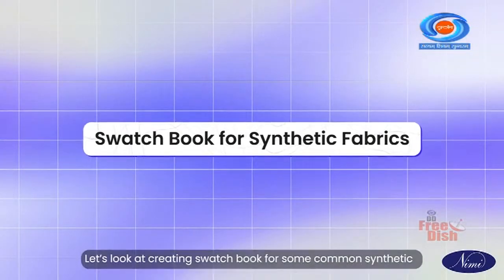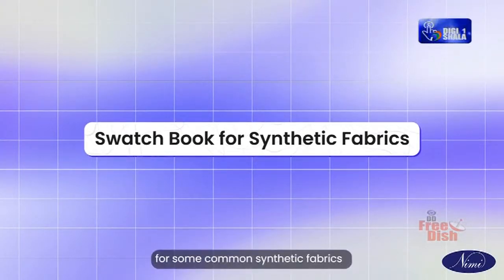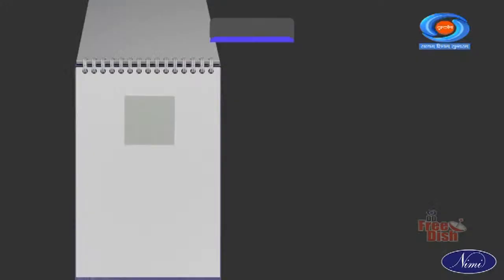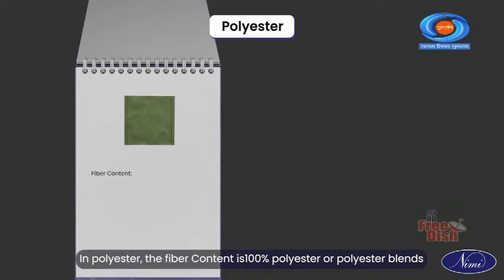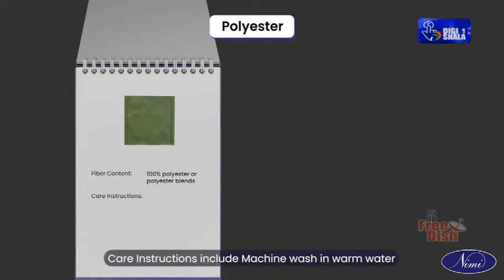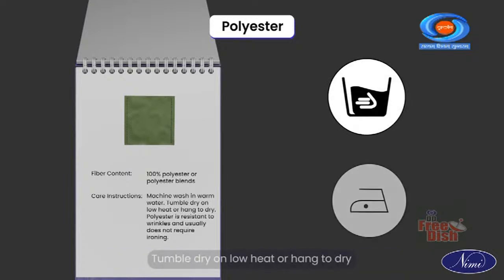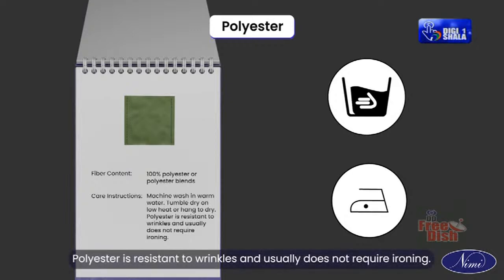Let's look at creating swatch book for some common synthetic fibers, along with their names, fiber content, and general care instructions. In polyester, the fiber content is 100% polyester or polyester blends. Care instructions include machine wash in warm water, tumble dry on low heat, or hang to dry. Polyester is resistant to wrinkles and usually does not require ironing.